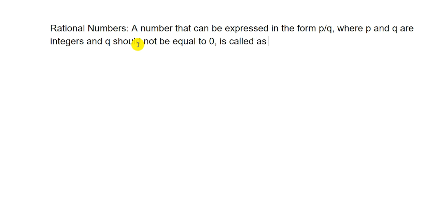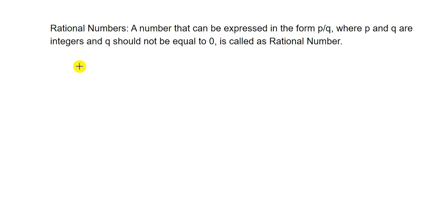Let me just give you an example over here. For example, if I write a number 3 over here, can I express 3 in the form of p upon q? Yes, I can do that. I can express the number 3 as 3 upon 1, where 3 is an integer, 1 is also an integer, and 1 is not equal to 0. So that means 3 is a rational number.